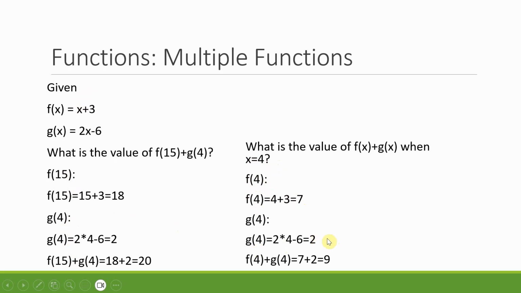You still get 2. And now that I have f of 4 and g of 4, I can get the f of x plus g of x as 7 plus 2. And that is 9. So that's how you would handle multiple functions.